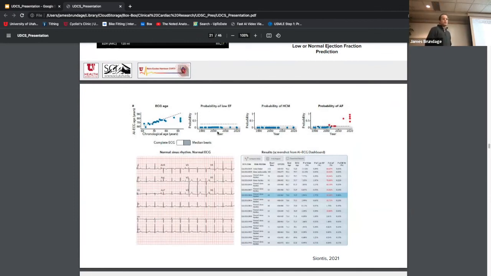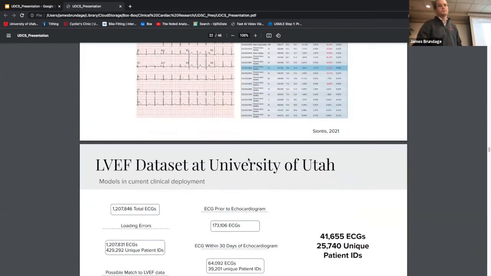We thought this would be a good problem to try because it's an ECG-based model that's moving towards FDA approval and real clinical implementation on the broad scale. They've shown this in prospective and retrospective studies. So this was an exciting thing to try to replicate.